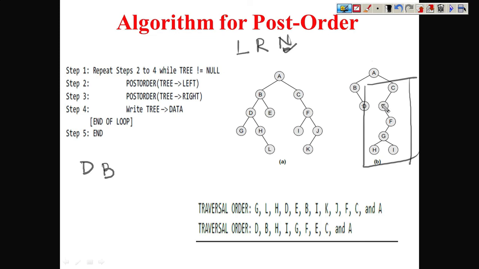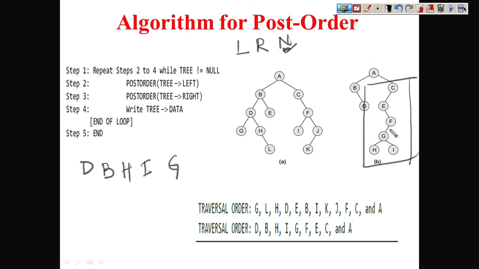Now I assume that you have understood how things are working, so I'll be doing it a little quicker. So we go to left, and then again left, there is no left, so you go to the right, and again this is a tree, you go to the left, and go to the left, there is the only node, so H, and go to the right, I, go to the root, G.